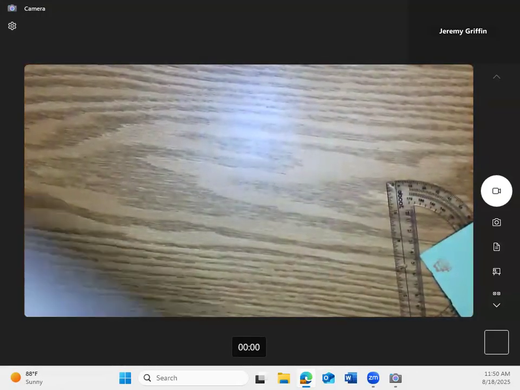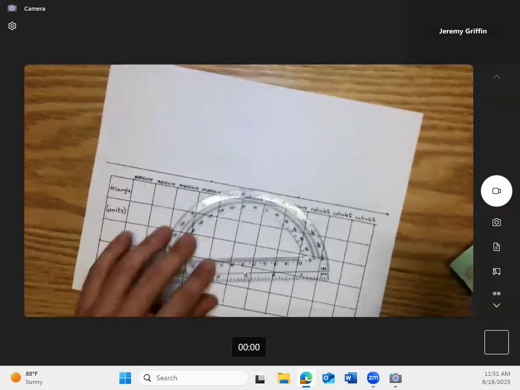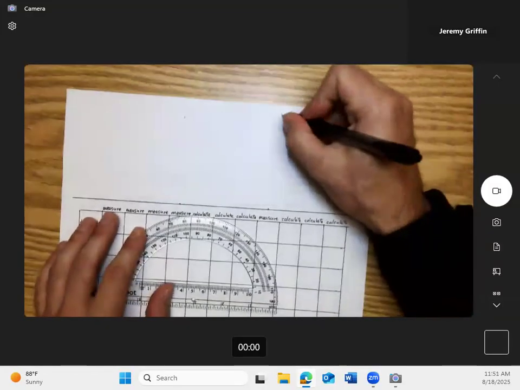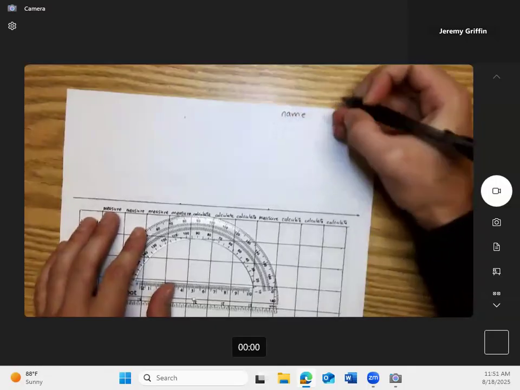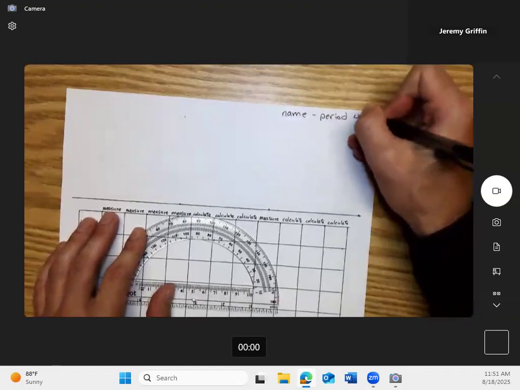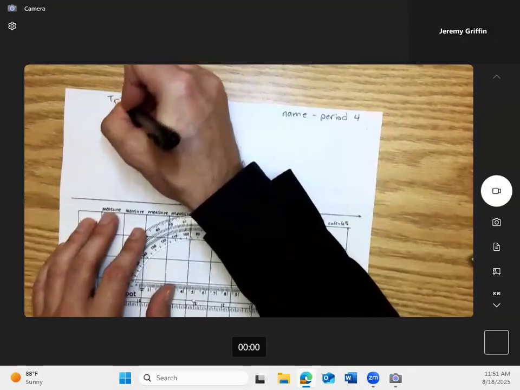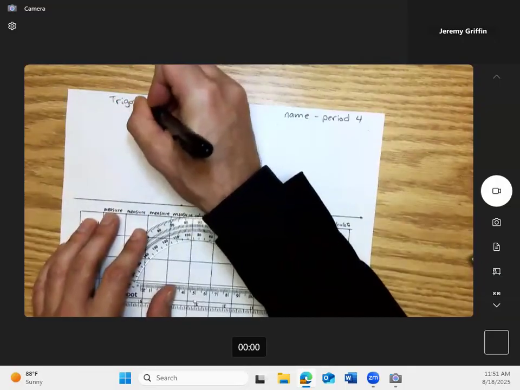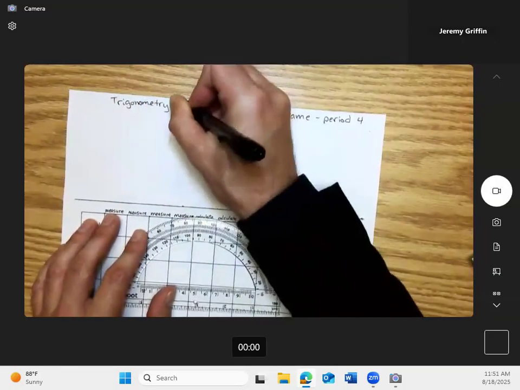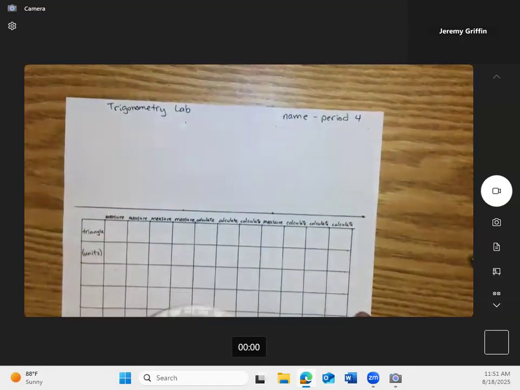Where's my page here? All right, so here's what we do. Everybody has a protractor. Here's a protractor. Okay, so write your name on your paper. Write your name. Okay, now here, I'll put period 4. And then the title is going to be Trigonometry Lab. Yeah, Trigonometry Lab, good name, right.